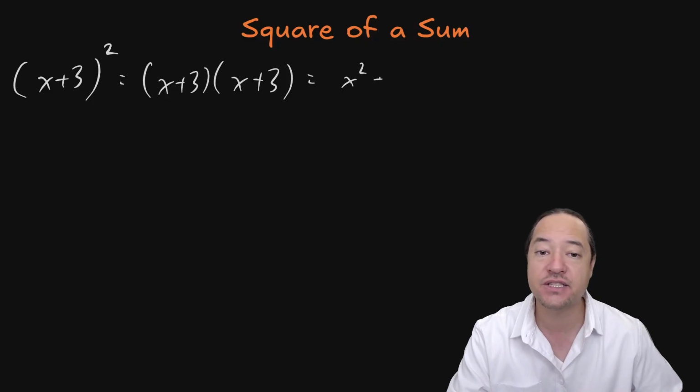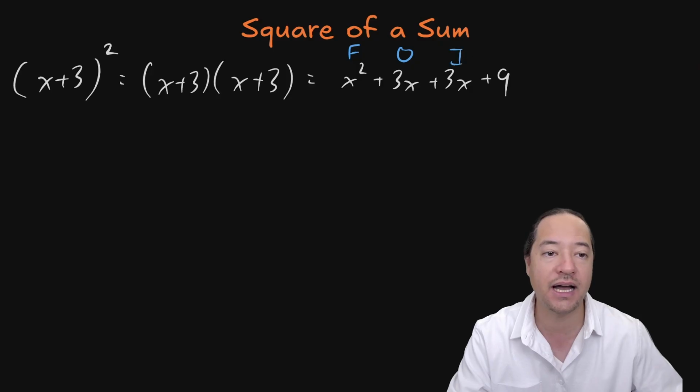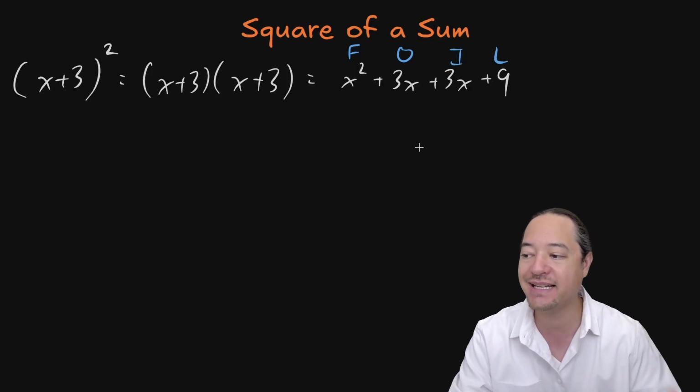Outer times outer, that's going to be a 3x. Inner times inner, well, that's another 3x. And last times last, that'll give us 3 times 3 is 9, right? So we did it right here. We did our FOIL. We did our foiling method, and we can simplify this, right?